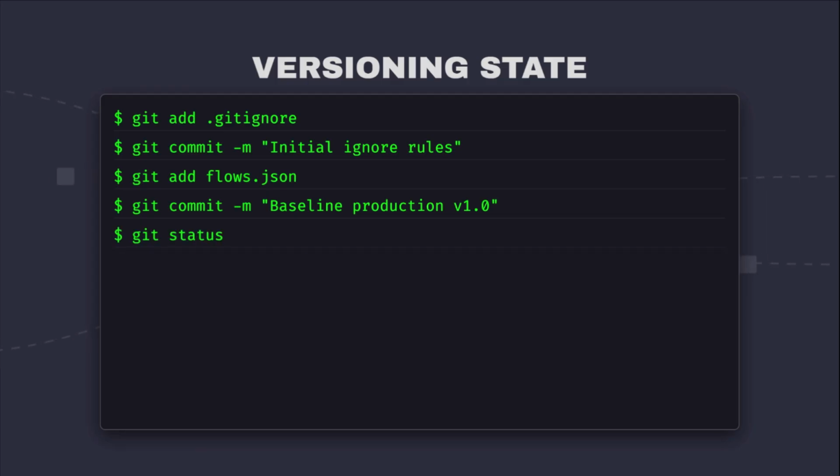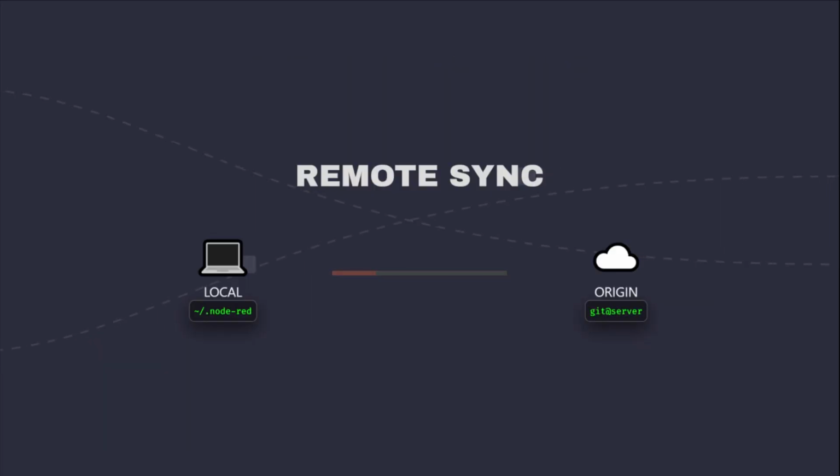Verify the repository status using git status. Only the flow file, the settings file if tracked, and the .gitignore file should appear. Do not track log files or temporary files generated during runtime.